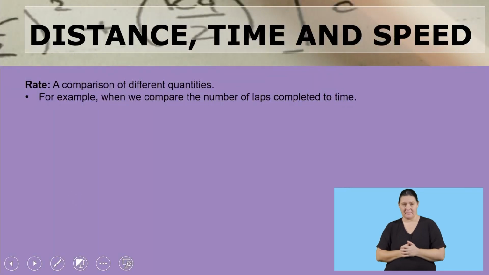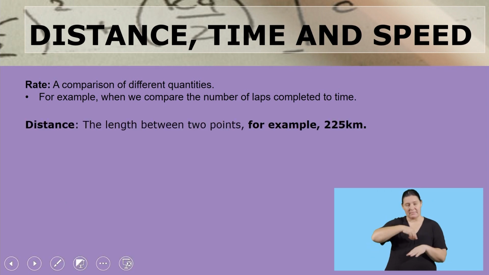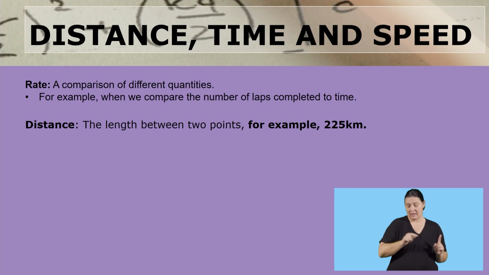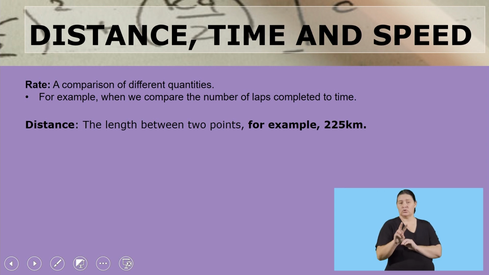Let's look at the first part of our lesson. Now remember, a rate is a comparison of different quantities. And now we are going to be looking at rate, but in the context of speed, distance, and time. So a rate is a comparison of different quantities. For example, when we compare the number of laps completed in time. So the number of laps and time are two different quantities. So now we are going to be looking at distance. And remember, distance is the length between 2 points, from town A to town B, for example. And that would be distance represented in, for example, 225 kilometers.